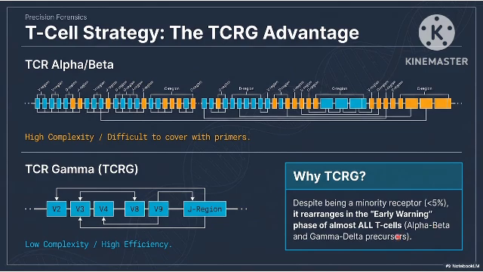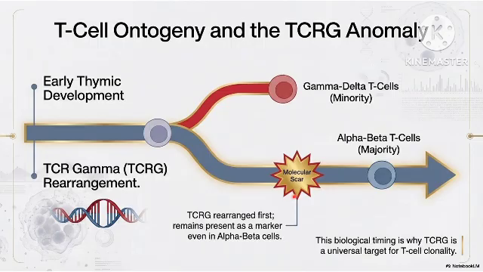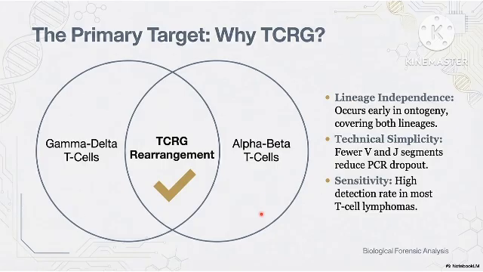Why we are looking at TCRG? Even though they constitute less than 5% of your T cells, the molecular signature which is there in the early development is still there, so there is no mechanism to delete it. That's why we are able to do a screening test to demonstrate TCRG. So irrespective of the cell type, whether it is gamma, delta or alpha, beta, you have TCRG rearrangement, because this is lineage independent marker, occurs early in ontogeny, covering both the lineages.